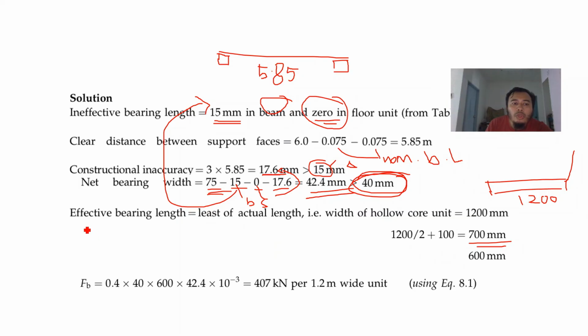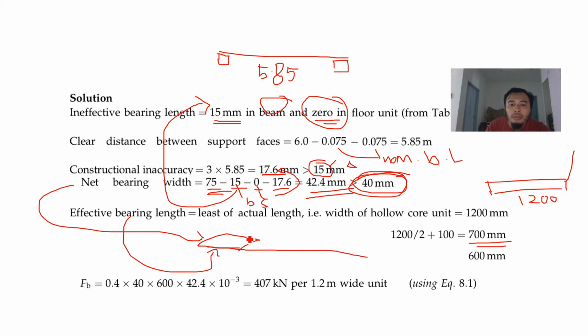So for effective bearing length, this is length, this is width. You already have your width. Now you are looking for your length. So your length is basically supported by the beam. So this is your slab. This is your net bearing width, which is 40.